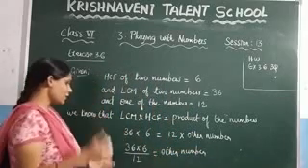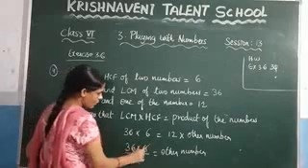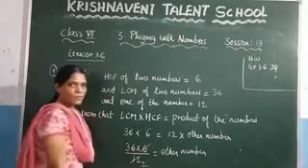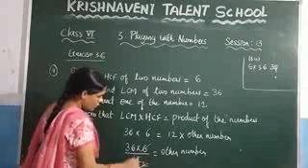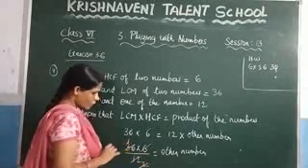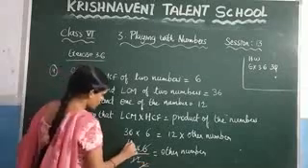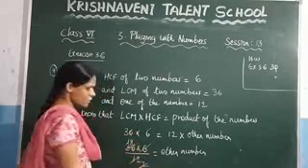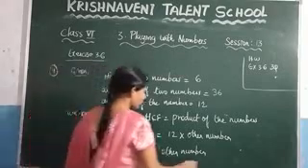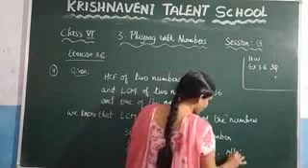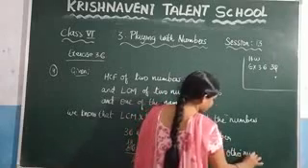Here in which table it will get cancelled? Check it here. 6 1s are 6 and 6 2s are 12. After that, 2 1s are 2 and 1 will be left out, which is 16. And after that 2 8s are 16. So what will be the other number? Therefore the other number is 18.